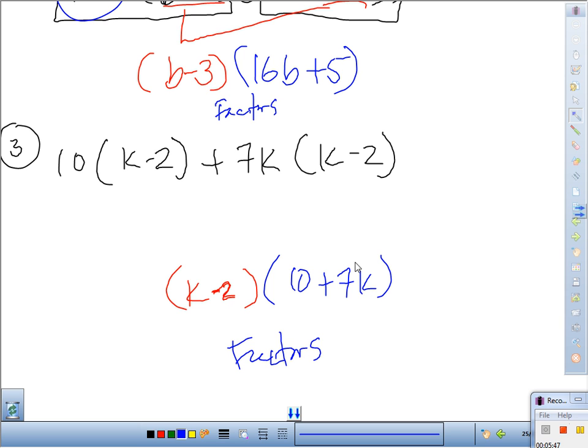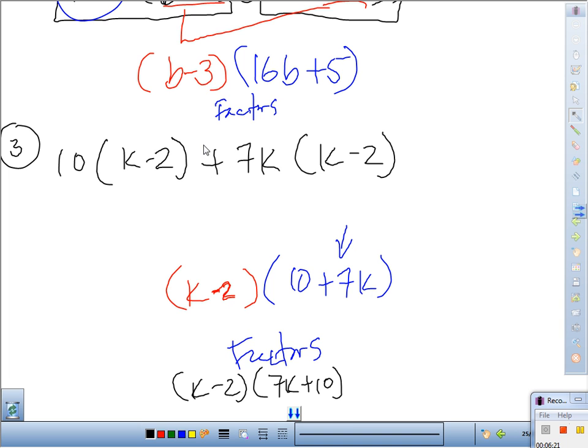However, once we get used to these, I'm going to start asking you to write this in standard form. Is this in standard form? No. So therefore, the correct one would be k minus 2 times 7k plus 10. You with me? However, if you slip and you don't write it in standard form for right now, that's fine. Right now, I just want you guys to continue practicing getting the factors. Are we there? All right.